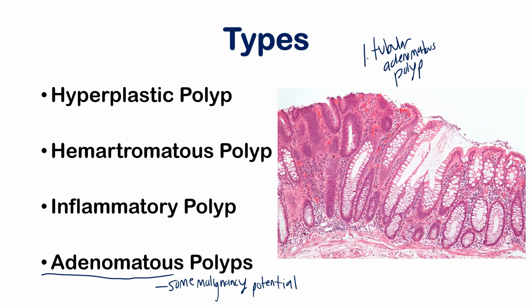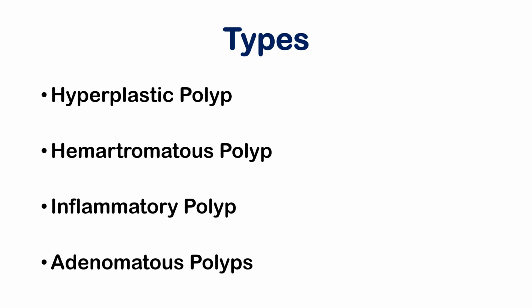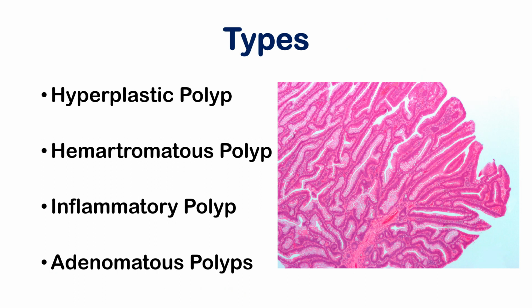So the first one is the tubular adenomatous polyp. Well, it tells you right there: tubular sounds like tubules or tubes. When you look down here at the glands, you see these long tubes all throughout, and a relatively flat surface. That's defining for a tubular adenomatous polyp. Now we're moving to the next one. This is very high yield.